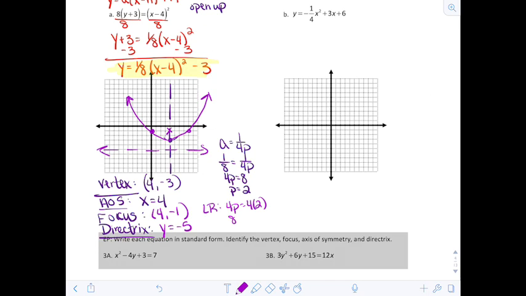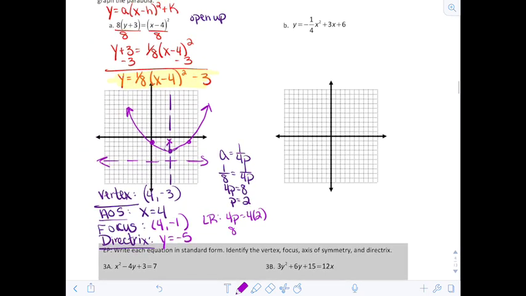Okay, let's look at example B. With this one, we want to write in vertex form as well. So when we write this in vertex form, I need this form, y equals a times x minus h all squared plus k. So I need to do some completing the square.